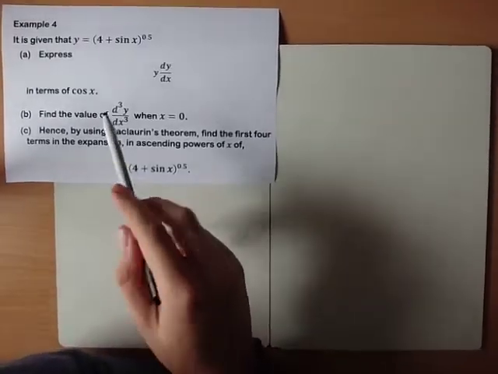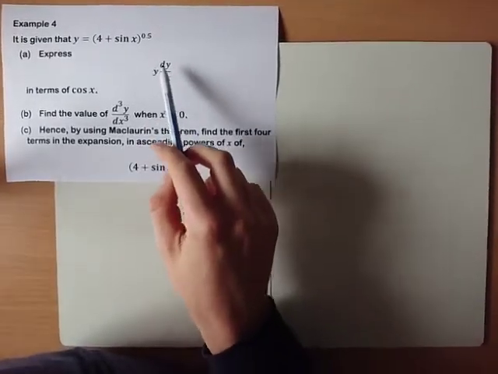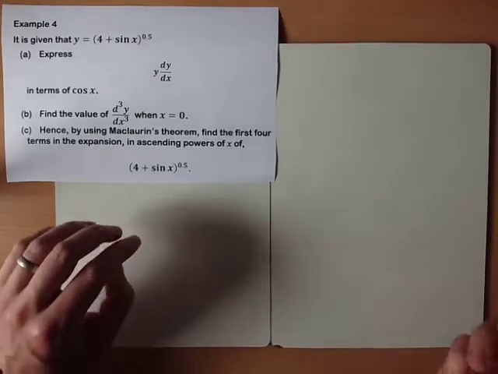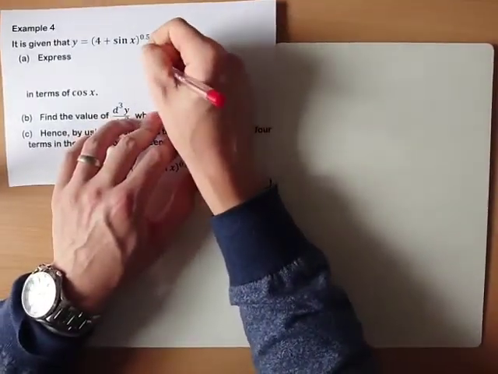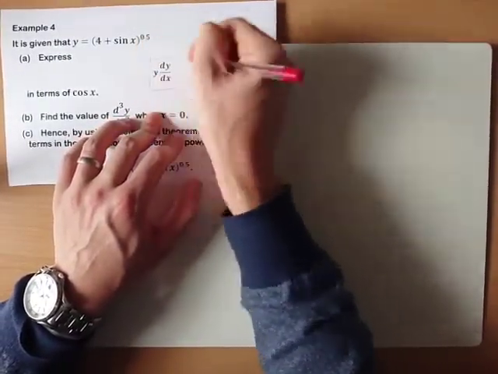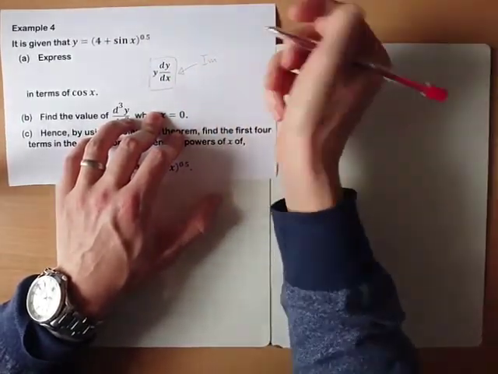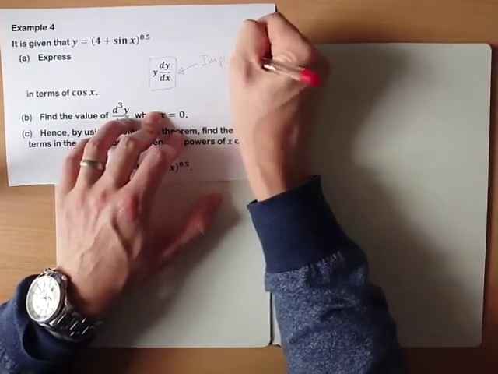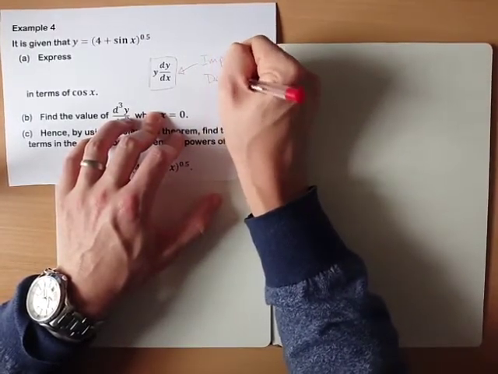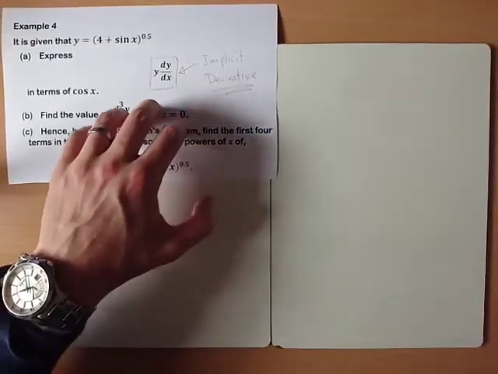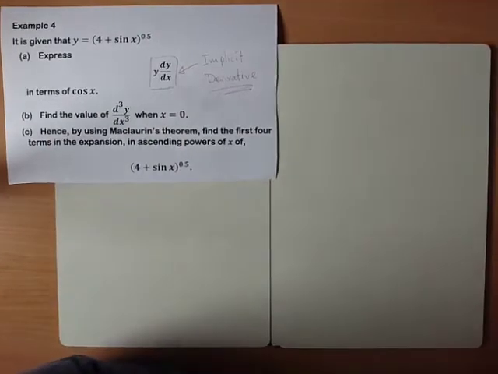Slightly different style of question, this one, because we've got this y dy by dx notation. If this comes up, what I would recommend is, I don't know if you're going to be able to see this if I write it. When you see something like this, think about an implicit derivative. All will become clear in a second when we do the question. But that's a little bit of a clue.